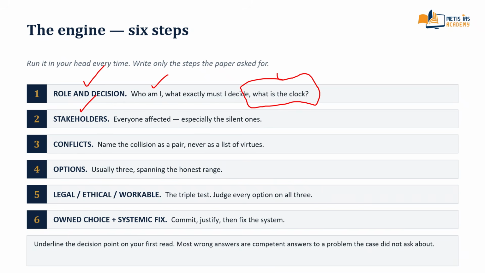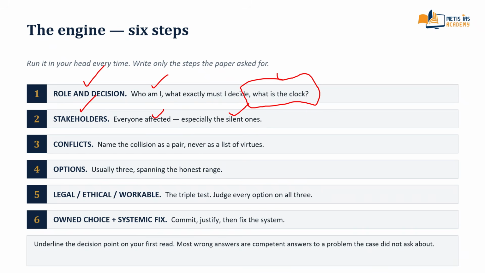An answer that convicts on the strength of the case's narrative has failed a test. It did not just notice it was taken. So, the stakeholders: everyone affected, especially the silent ones.